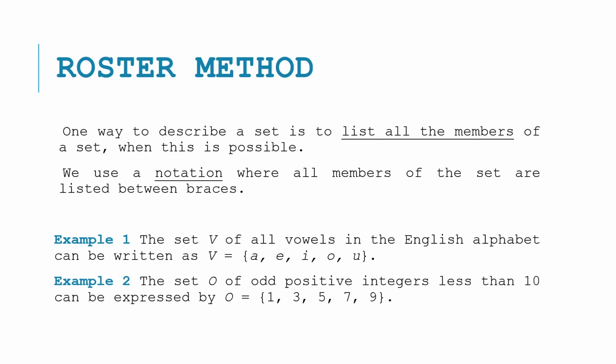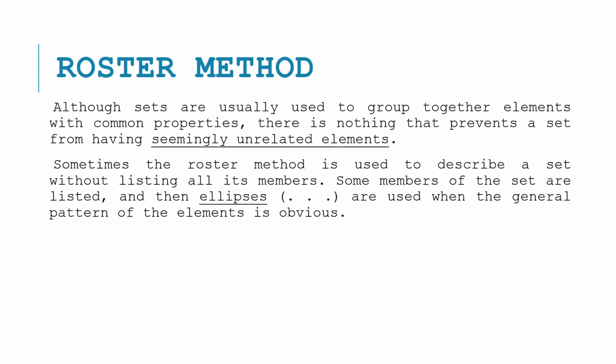Example number 2, we have here the set O of odd positive integers less than 10. And what are the elements of that set? The elements of that set are 1, 3, 5, 7, and 9, and these are found in between braces because again this tells us that 1, 3, 5, 7, 9 are members of the set O, which is the set of odd positive integers less than 10. And that is how the roster method is done.